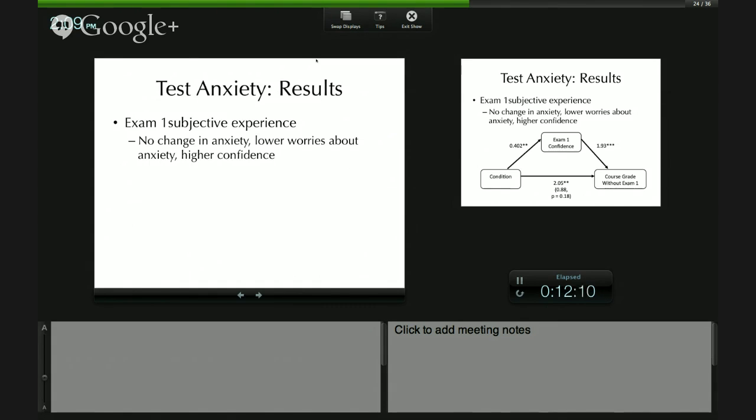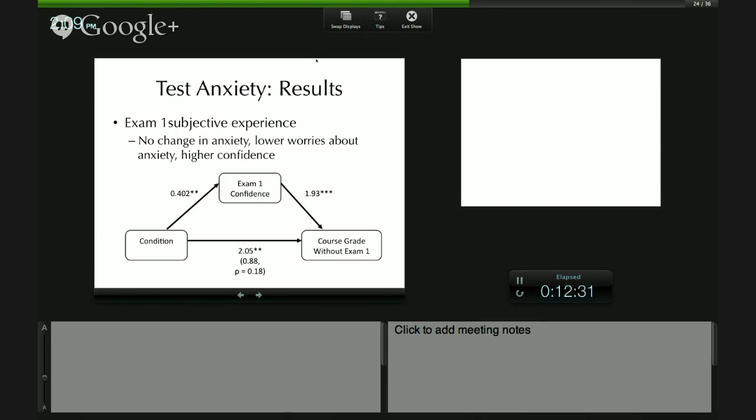Thinking about why this might have happened, we also had the opportunity to measure students' feelings at the time of exam 1. There were no differences between the reappraisal and the control condition in anxiety. They reported the same levels of anxiety, but students in the freshman reappraisal condition had lower worries about anxiety and higher confidence while they were taking the exam. And what we find is that confidence mediates the relationship between the condition and their final grade. We did partial out exam 1 from the final grade. It works whether you have that partialed out or not.